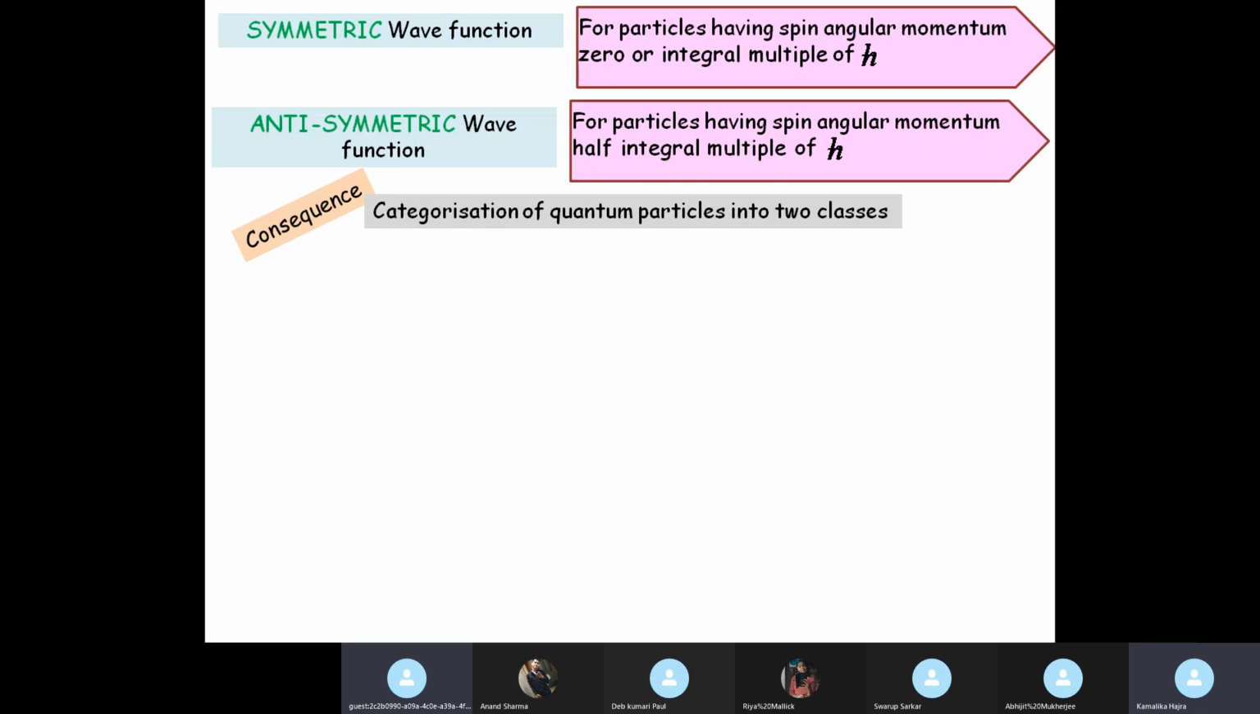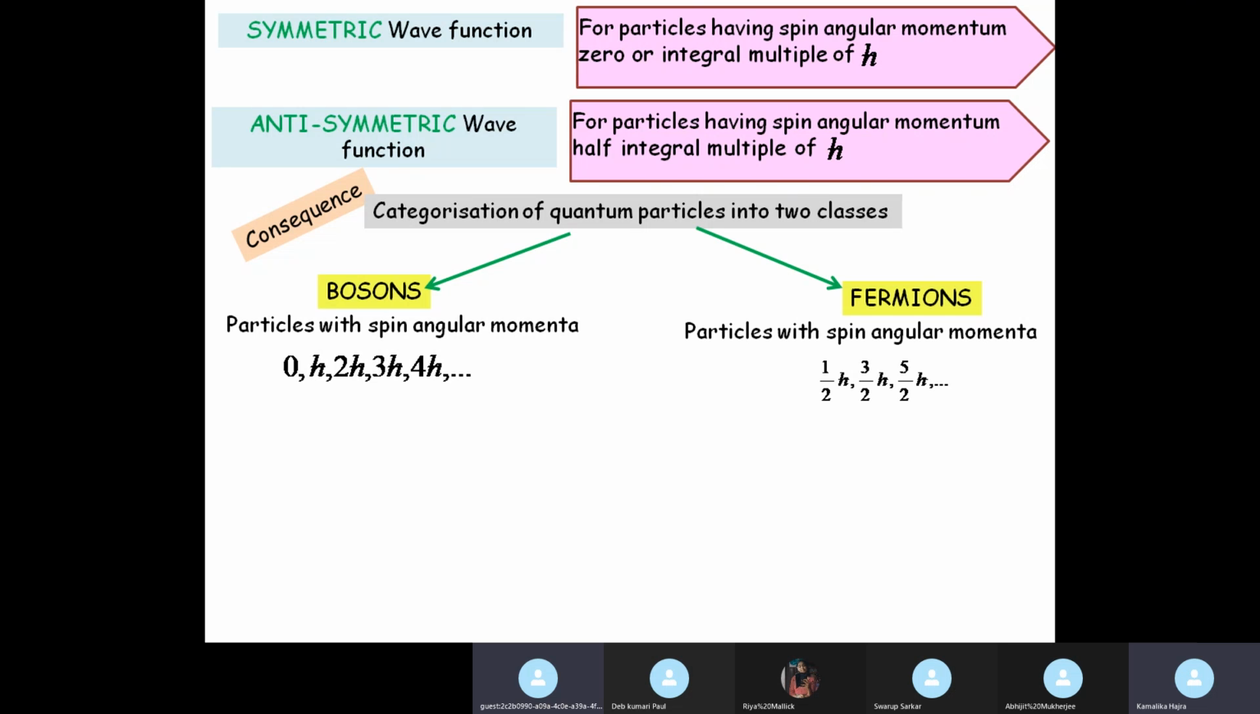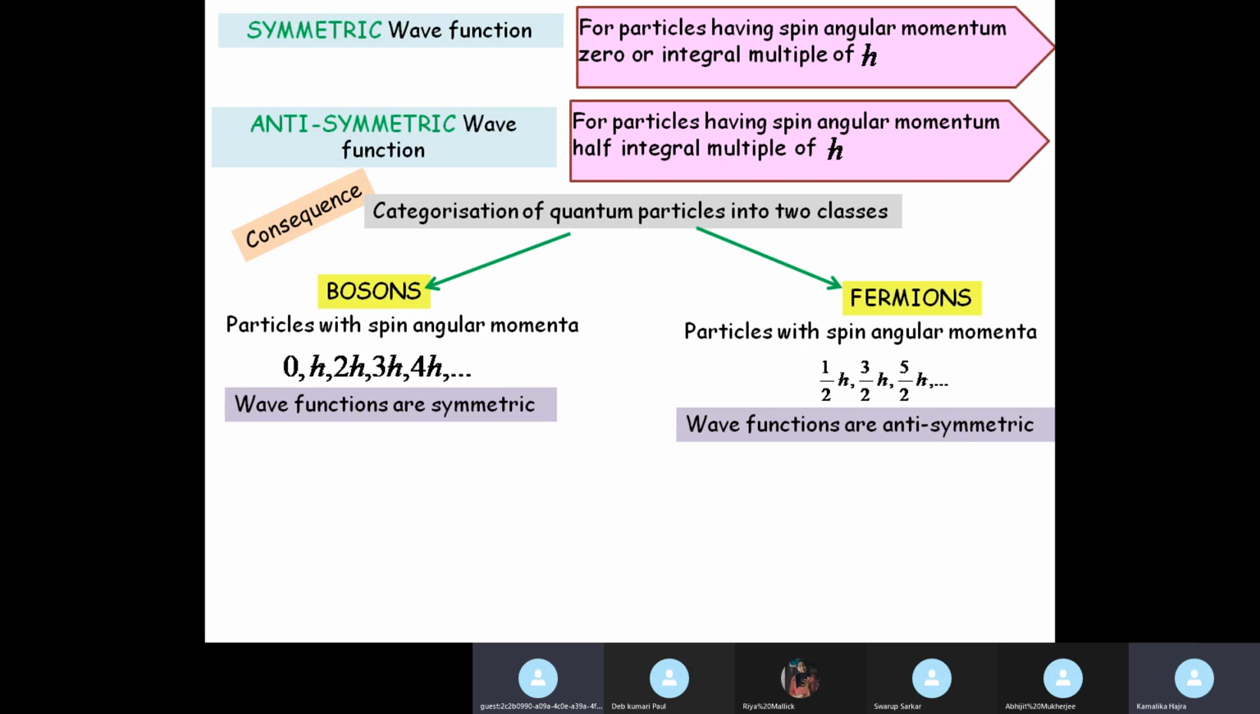But now, from this discussion, we can clearly see that quantum particles may be categorized into two classes, either bosons or fermions. So which are bosons? Bosons are particles with 0 or integral multiple of spin angular momentum, whereas fermions are particles with half integral multiples of spin angular momentum. So obviously the wave functions of bosons are symmetric, whereas the wave functions of fermions are antisymmetric.